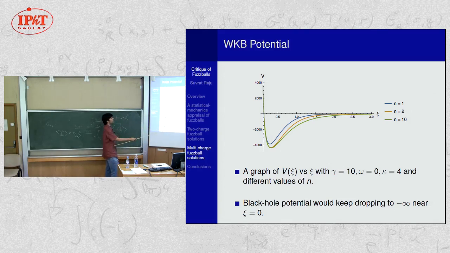Now let me point out that for the black hole, this potential would have dipped and kept going down to minus infinity. For the fuzzballs, it turns around and goes up again. That's the difference between the potential for wave propagation in the black hole background and the fuzzball background. It's a question of whether it drops or goes up. This is for various values of n, for omega equal to 0, gamma equal to some number, and kappa. Is everyone with me here?